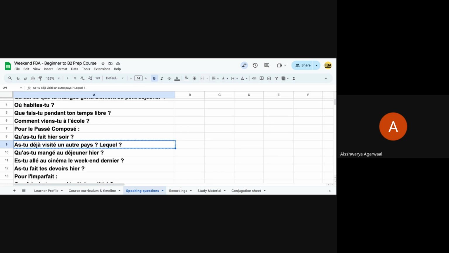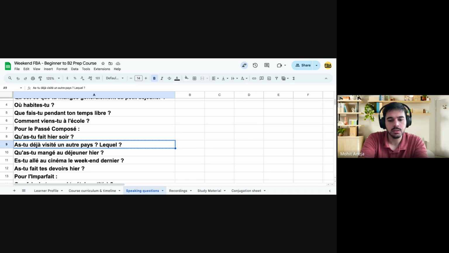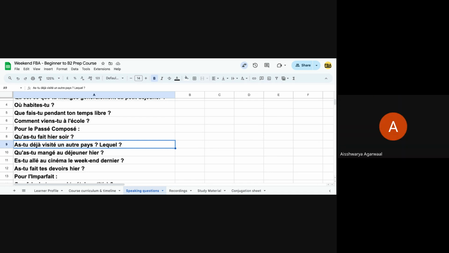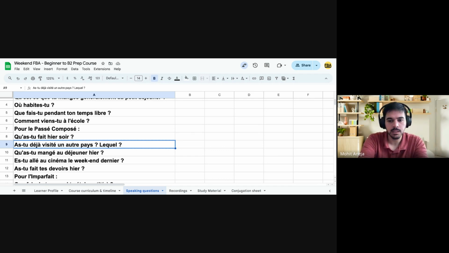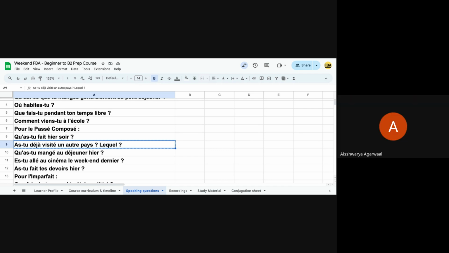J'ai visité, I want to say the waterfall. La chute. Une chute, if you don't specify the name, you can say une chute. Une chute, okay.